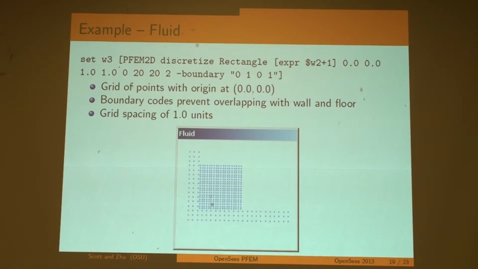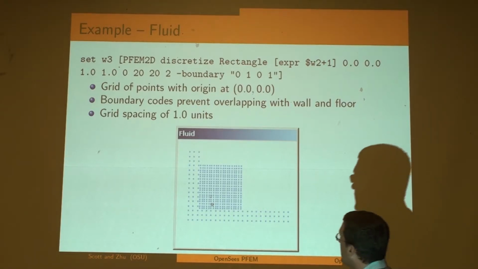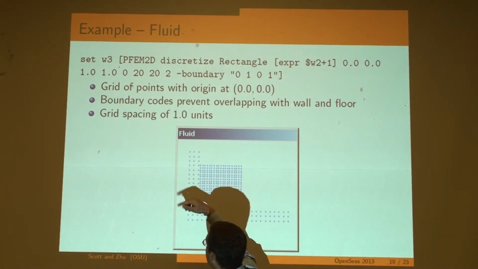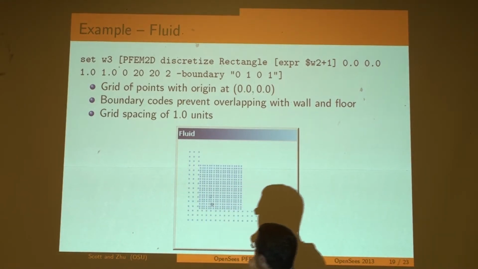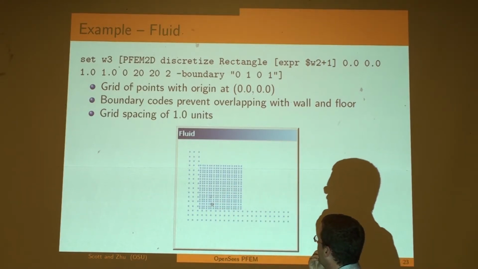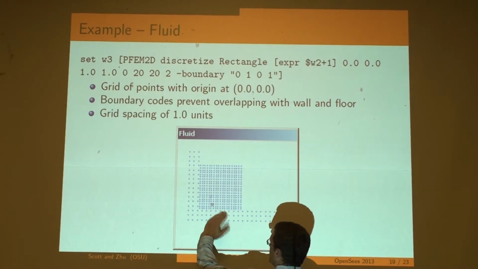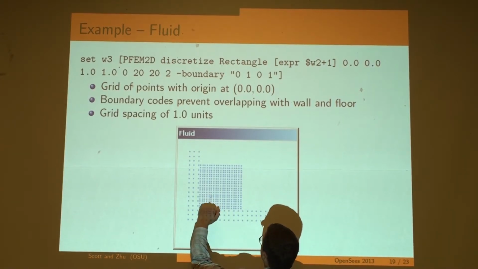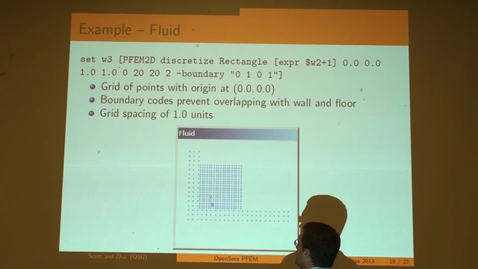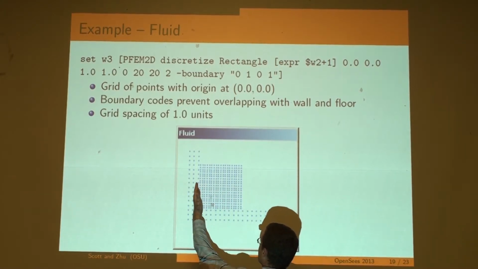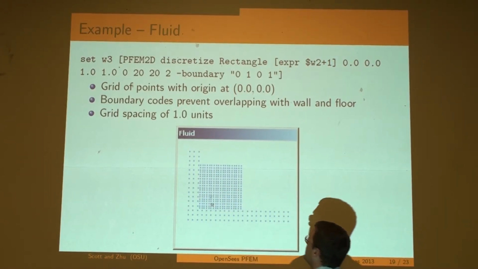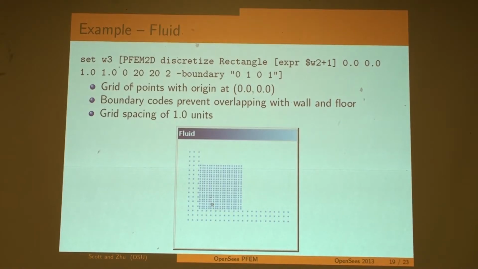And then the fluid domain is centered at 0, or lower left corner at 0, 0. Use a finite grid spacing of 1 unit in each direction, and it's a 20 by 20 grid of points. And then the boundary, again, we don't want to create more particles down here or over here, so our boundary code is 0, 1, 0, 1. So no extra particles down here or over here. This is side 1, 2, 3, 4, 0, 1, 0. All right.